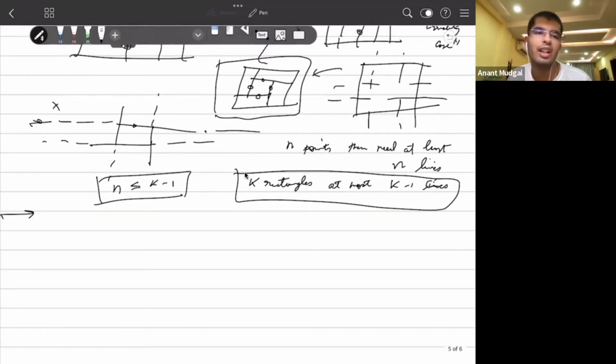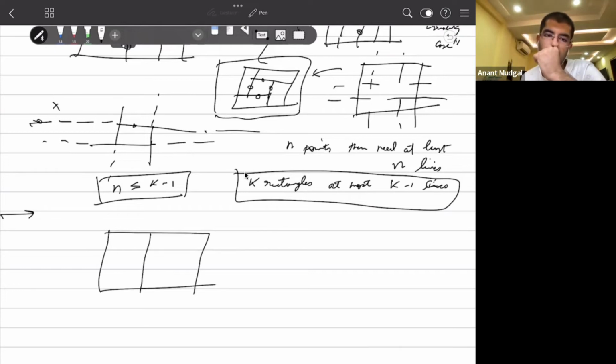Now we only care about... we don't care about the points now. We have removed all the marked points completely, and we don't even care about the rectangles, we just care about the lines and how many rectangles there are. Okay, so if you have n lines, you want at least n+1 rectangles, something like that.